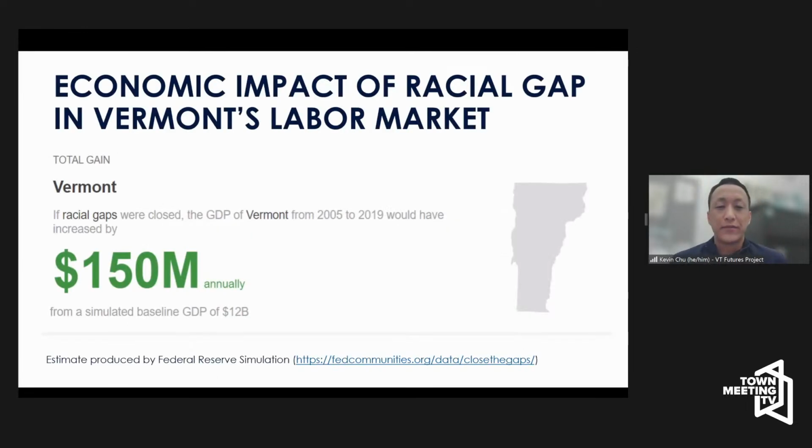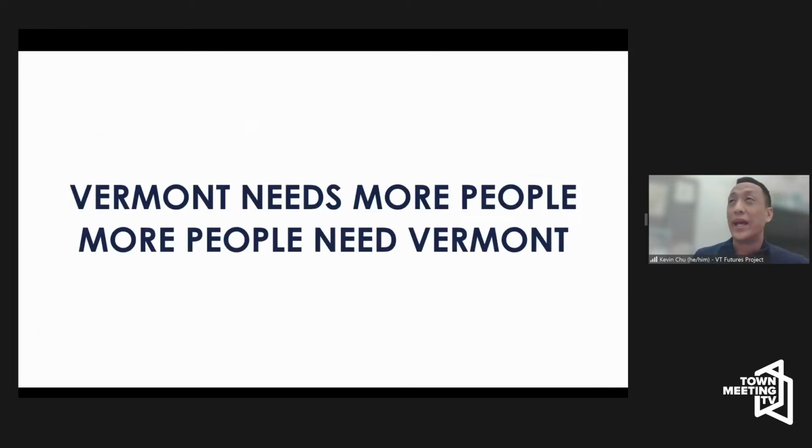And then I want to share some information here from the Federal Reserve. They ran a simulation to try to estimate what would the economic impact of closing racial gaps in the labor market be. They did this for every single state in the country. And the estimate for Vermont is that $150 million in GDP was lost annually between 2005 and 2019. And I hope we don't continue losing that moving forward. So from an economic perspective and from an equity perspective, we can see Vermont needs more people.